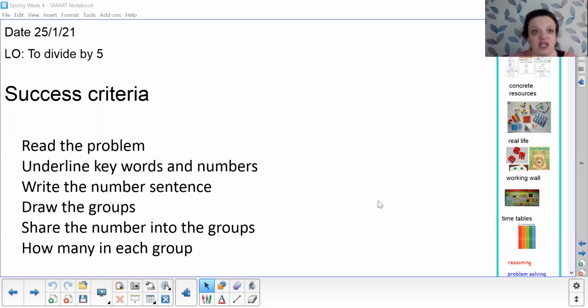Okay, so today our learning objective is to divide by 5. We're going to read the problem, we're going to underline the keywords and the numbers, we're going to write the number sentence, we're going to draw the groups, we're going to share the number into groups, and then we're going to work out how many is in each group.